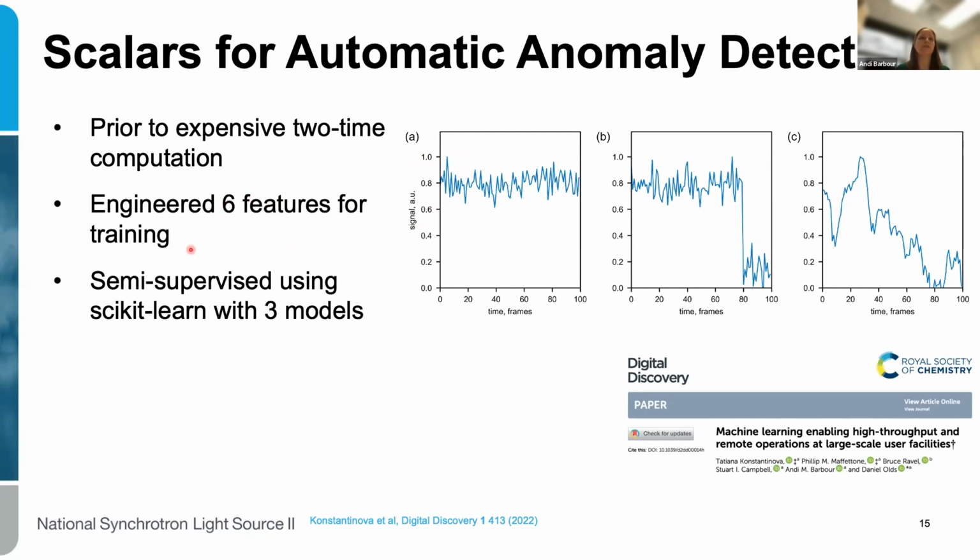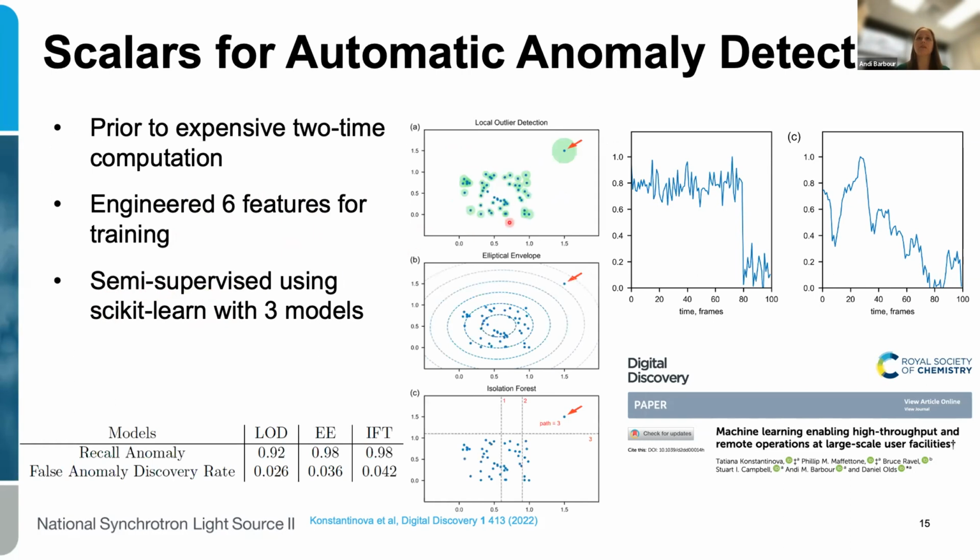And we were able to use these features to train a semi-supervised model using 3 out-of-the-box architectures in scikit-learn. These are local outlier factor, elliptical envelope, and isolation forest. It's semi-supervised because the model has only seen good data, not bad data. And in this case, we were able to get a pretty decent recall rate and not a false discovery rate. And you can tune this a little bit during the training process to err more on the side of anomaly detection or false discovery.